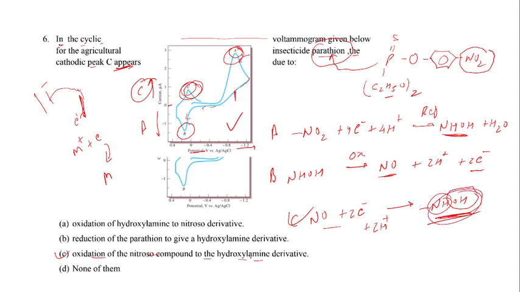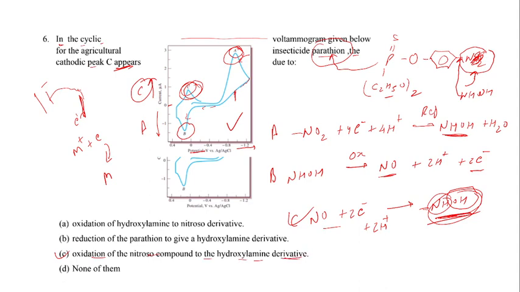And why is it a hydroxyl derivative? Because this group is attached to this molecule. See, this nitro itself is converted to NaOH. So this group is attached here, and now nitro is not there. That's why it is known as the hydroxyl derivative of parathion.